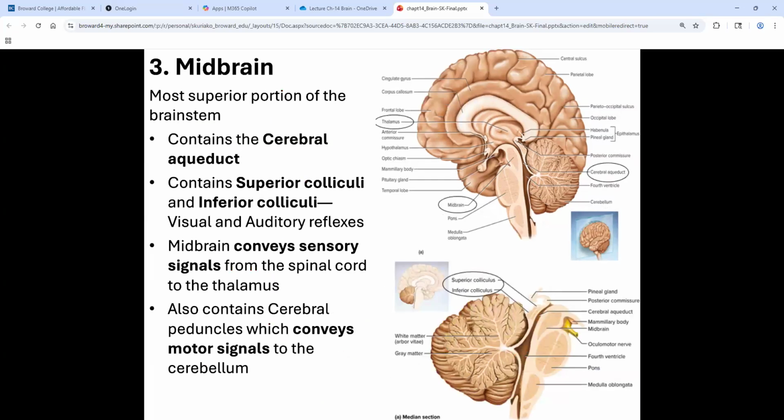Let's go to the midbrain, which is the topmost part of the brainstem. And here, this is the midbrain, okay? This is the midbrain. And if you look at the midbrain, you can see through the midbrain, there's a tunnel, and that's the cerebral aqueduct, okay? And this is a tunnel that connects the third ventricle, which is here, to the fourth ventricle, which is here.